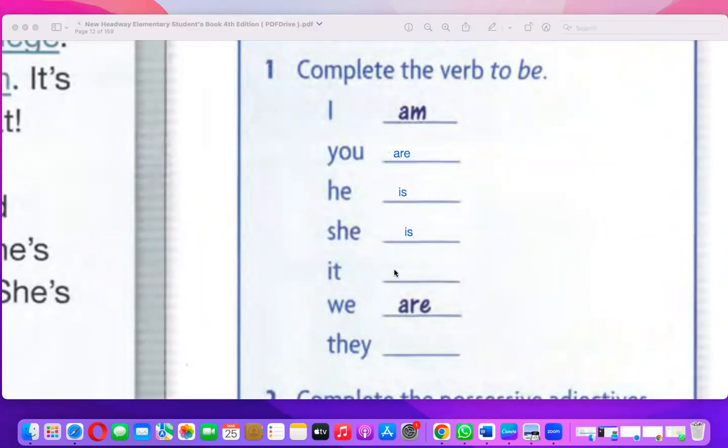Is. It is. Correct. They are. We are and they are. Very good. These are the personal pronouns. When you're talking about yourself, I am here. You are nice. He is smart. She is fast. It is fluffy, talking about a cat. We are students. They are not here. So all of this is personal pronouns, nouns.